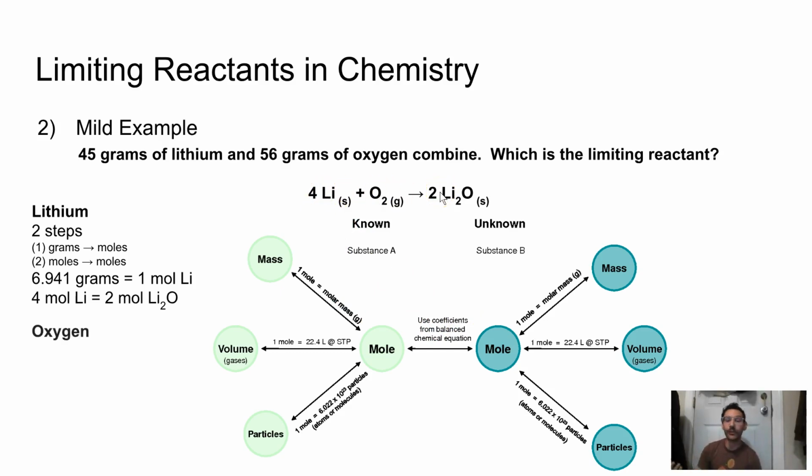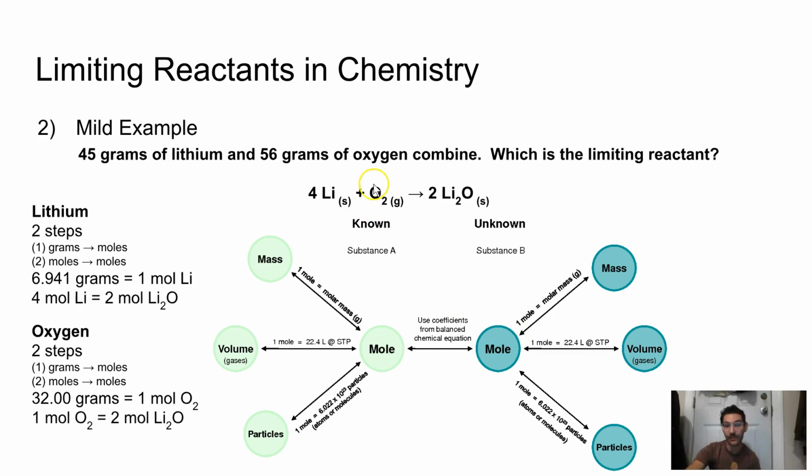Great. And I can also look at oxygen and say, all right, well, I'm also starting with grams of oxygen, so using the molar mass, I'll convert to moles of oxygen. And then I will similarly convert from moles of oxygen to moles of this product, lithium oxide. So the conversion factors I will need will be the molar mass of oxygen, or O2. And then again, I'll look at my balanced chemical equation for my coefficients and say 1 mole of oxygen is equal to 2 moles of lithium oxide.